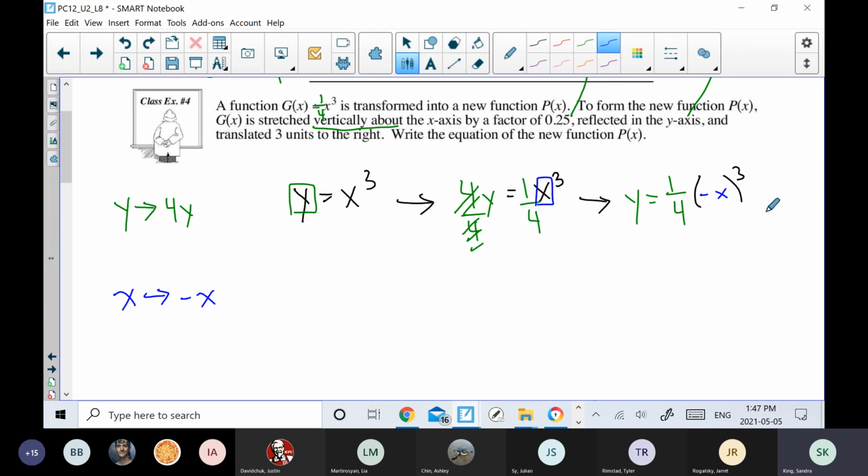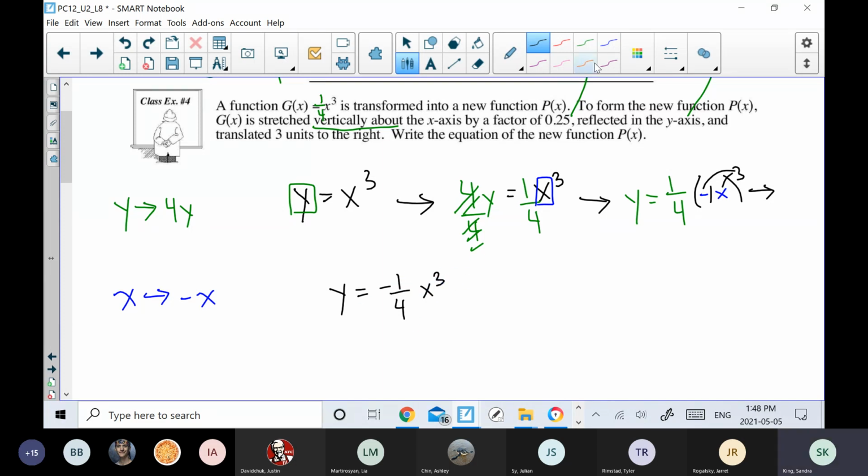Remember I always said if you can clean up, clean up. So how we could clean this up nicely, and only do this if it works nicely, that 3 can go onto this x. This is a -1. If you cube a -1, it stays as -1, right? So what this would become is y is equal to 1/4 times -1, which is -1/4, and then x cubed. Again, this is really a -1. -1 cubed is -1. -1 times 1/4 is -1/4. So now here I am.